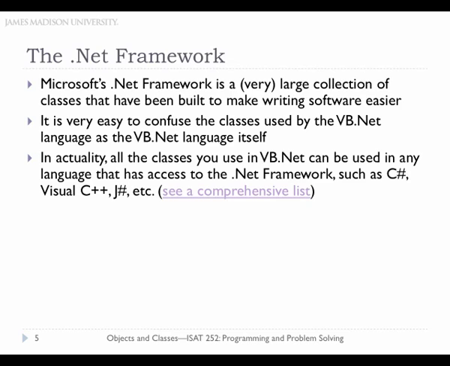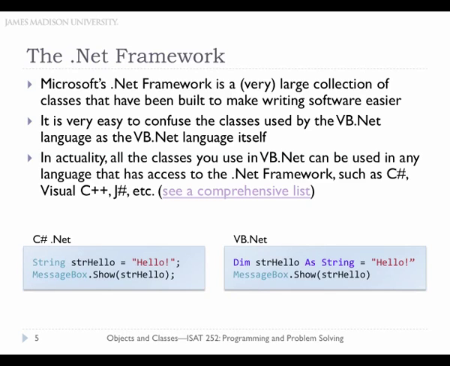In fact, all the classes that you use in VB.NET can be used in any language that has access to the .NET framework, such as C#.NET, Visual C++, J#, etc. You can follow the link on the slide to see a comprehensive list of languages that have been ported to be able to use the .NET framework, and it's actually quite a long list. So you can still make use of the .NET framework to write Windows programs or other things like that, and also still program in a language that you're familiar with. If you don't happen to be friends with Visual Basic, maybe you want to use J# or something like that.